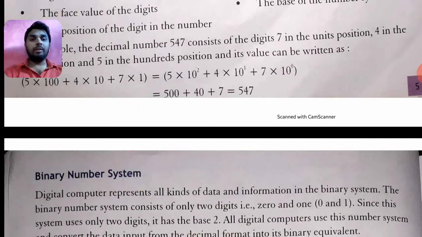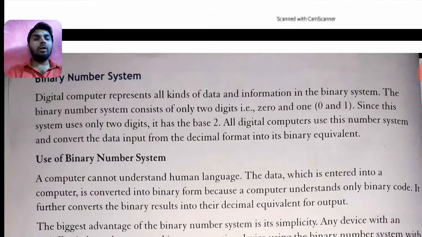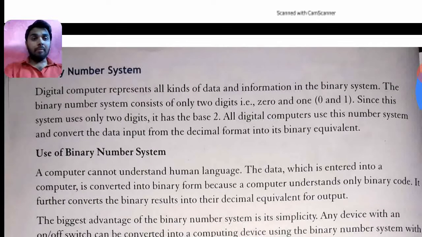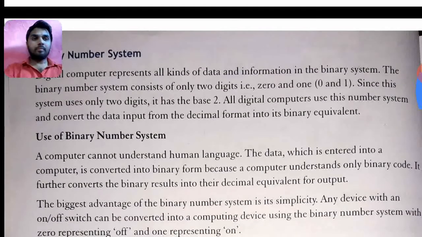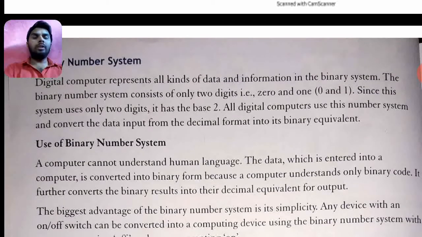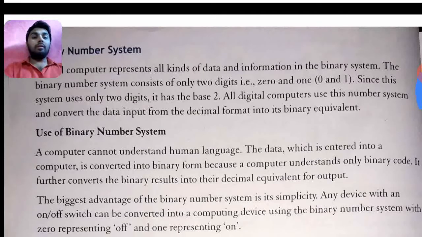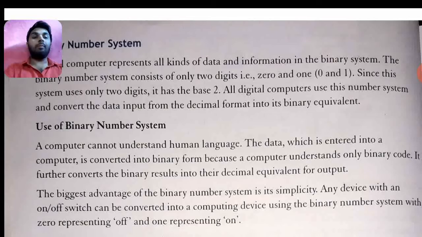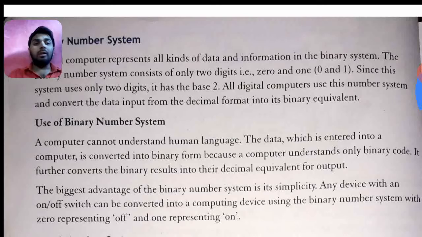Now see students, binary number system. Digital computers represent all kinds of data and information in the binary system. The binary number system consists of only 2 digits, 0 and 1. Since this system uses only 2 digits, it has the base 2. All digital computers use this number system and convert the data input from the decimal format into its binary equivalent.